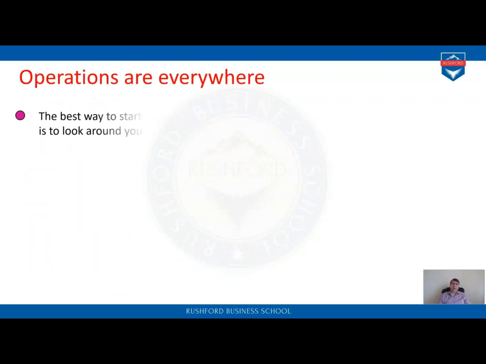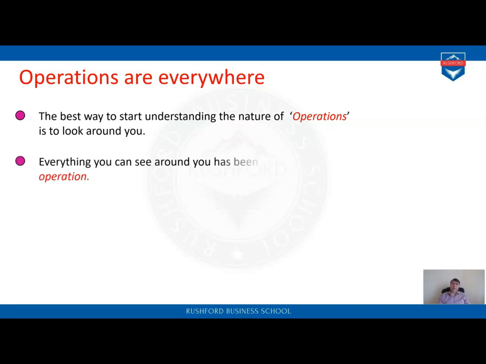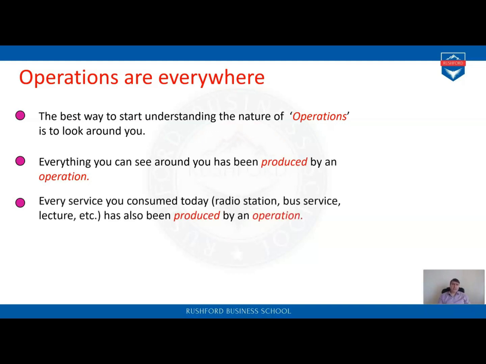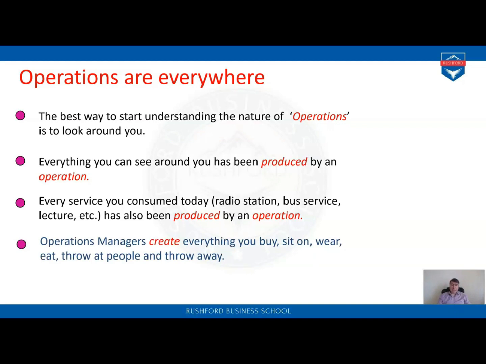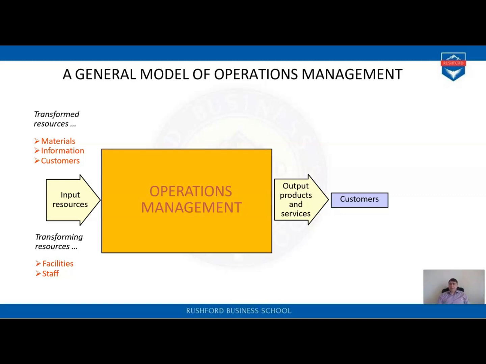Operations are everywhere. The best way to start understanding the nature of operations is to look around you. Everything you can see around you has been produced by an operation. Every service you consume today, radio station, news, bus service, lecture, etc., has also been produced by an operation. Operations managers create everything you buy, sit on, wear, eat, throw at people, and throw away. Everything you see around you involves inputs, such as staff, machinery, and equipment, then a transformation process and output, which is a service or product you can use and consume.